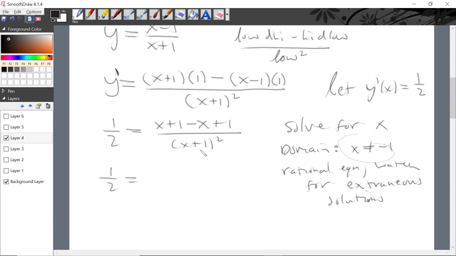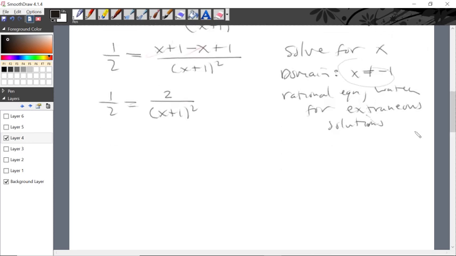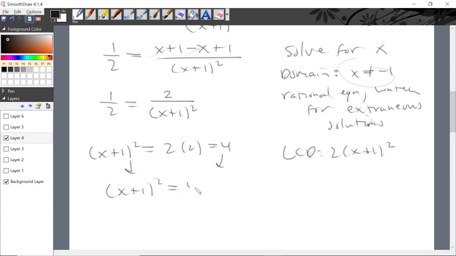Let's solve. We can simplify the numerator here. It looks like these x's are going to cancel each other out, and then 1 plus 1 gives us a 2. So 1/2 equals 2 over x plus 1 quantity squared. I'm going to multiply both sides by the common denominator, which in this case, the LCD, is 2 times x plus 1 squared. We get the result of cross-multiplying. That's x plus 1 quantity squared is equal to 2 times 2, which is 4. We don't have to expand actually. We have x plus 1 squared is equal to 4.